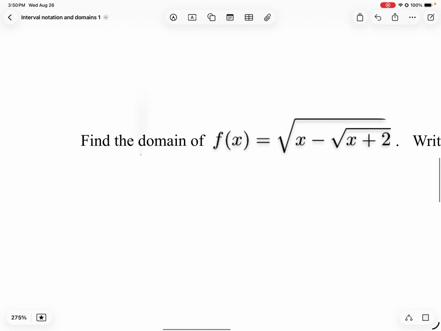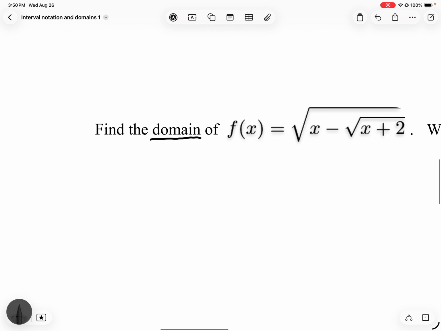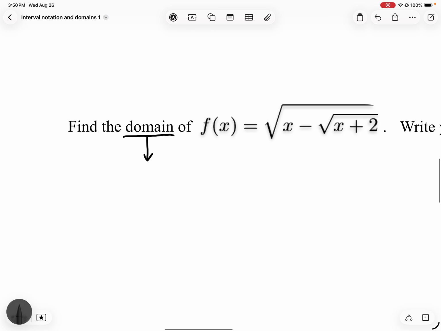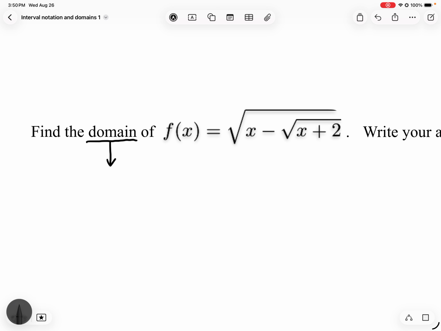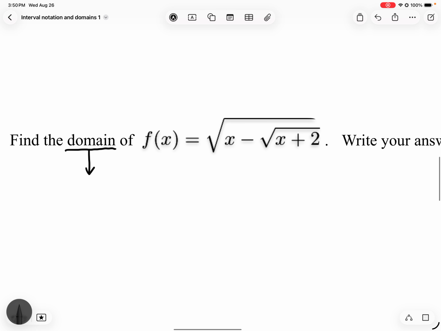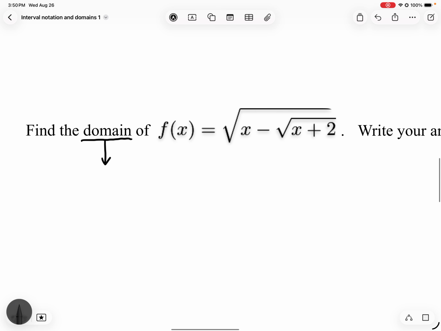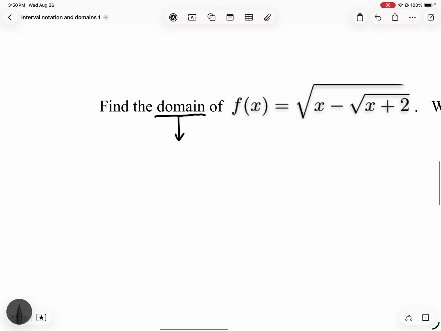So as a quick review, the domain of any function is the set of all possible values it can possibly input so that the function is defined over the real numbers. For most functions, we assume that it can only input and output real numbers. So that means no negative square roots or imaginary numbers. So the domain is the set of all valid inputs to the function.